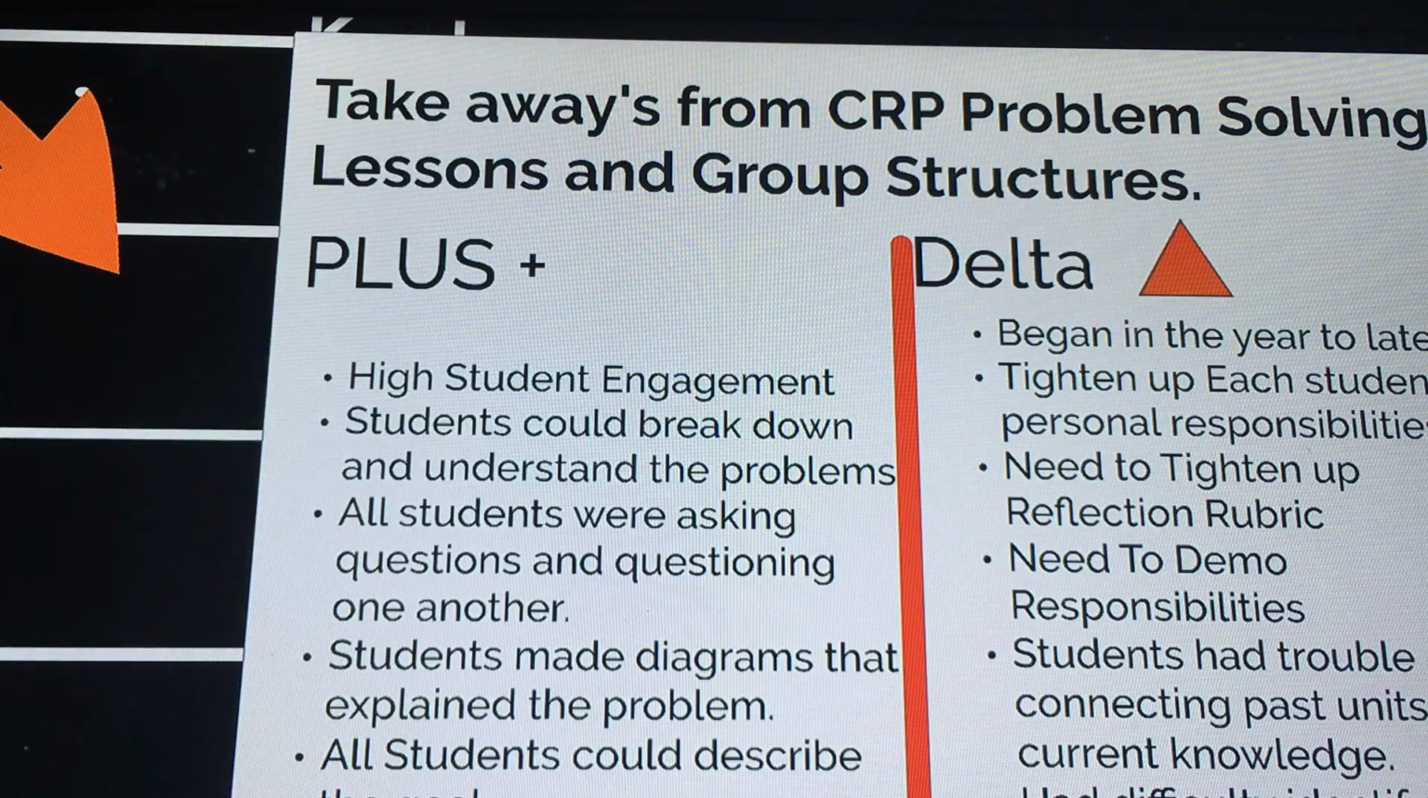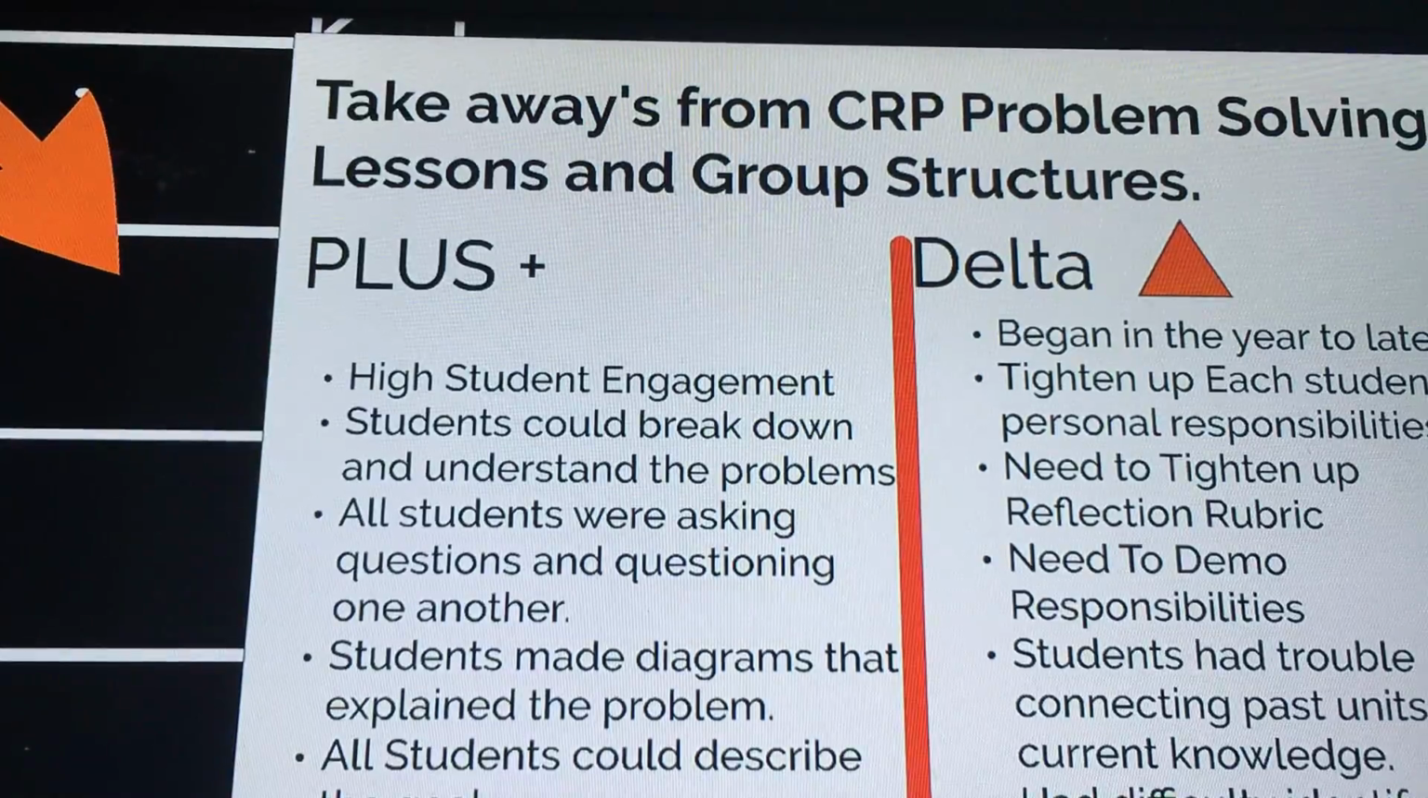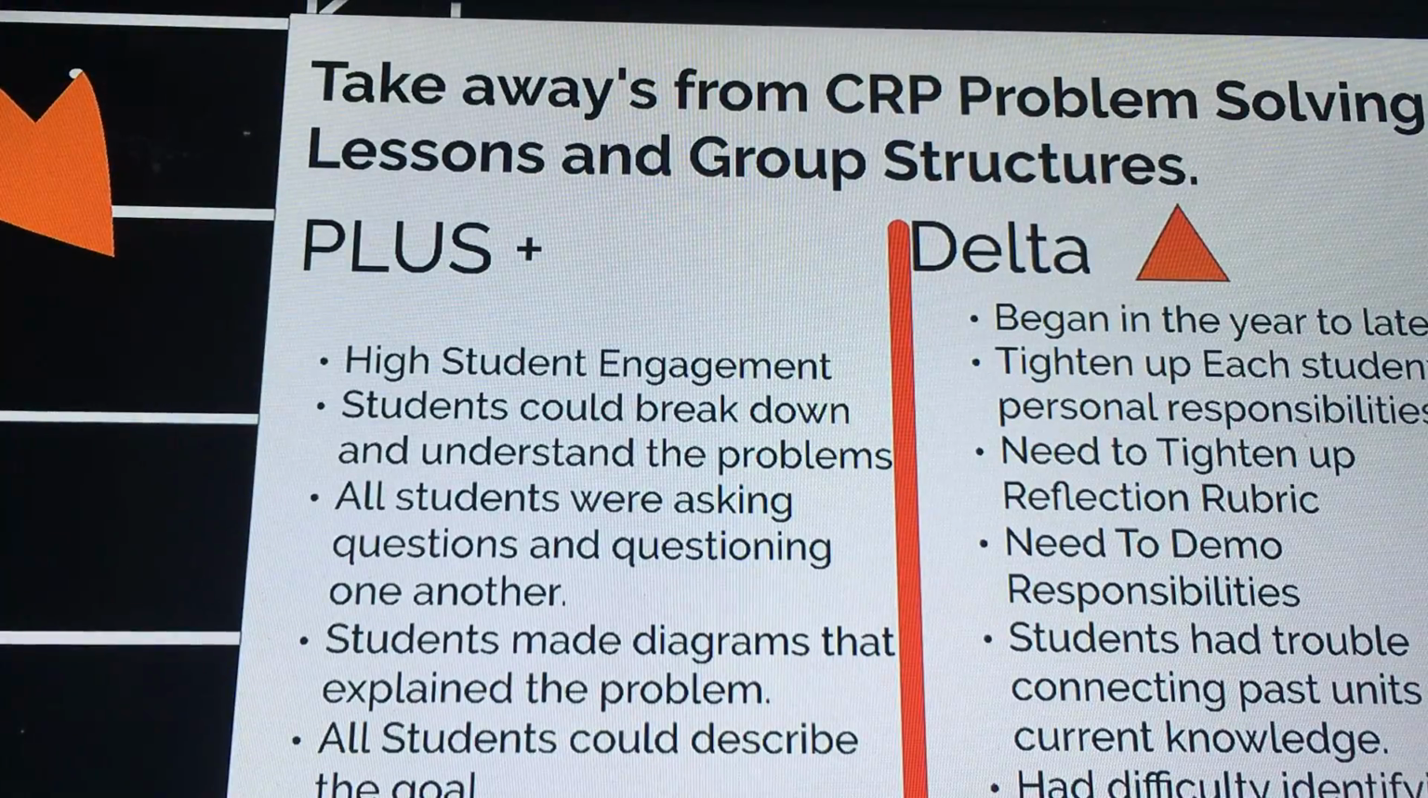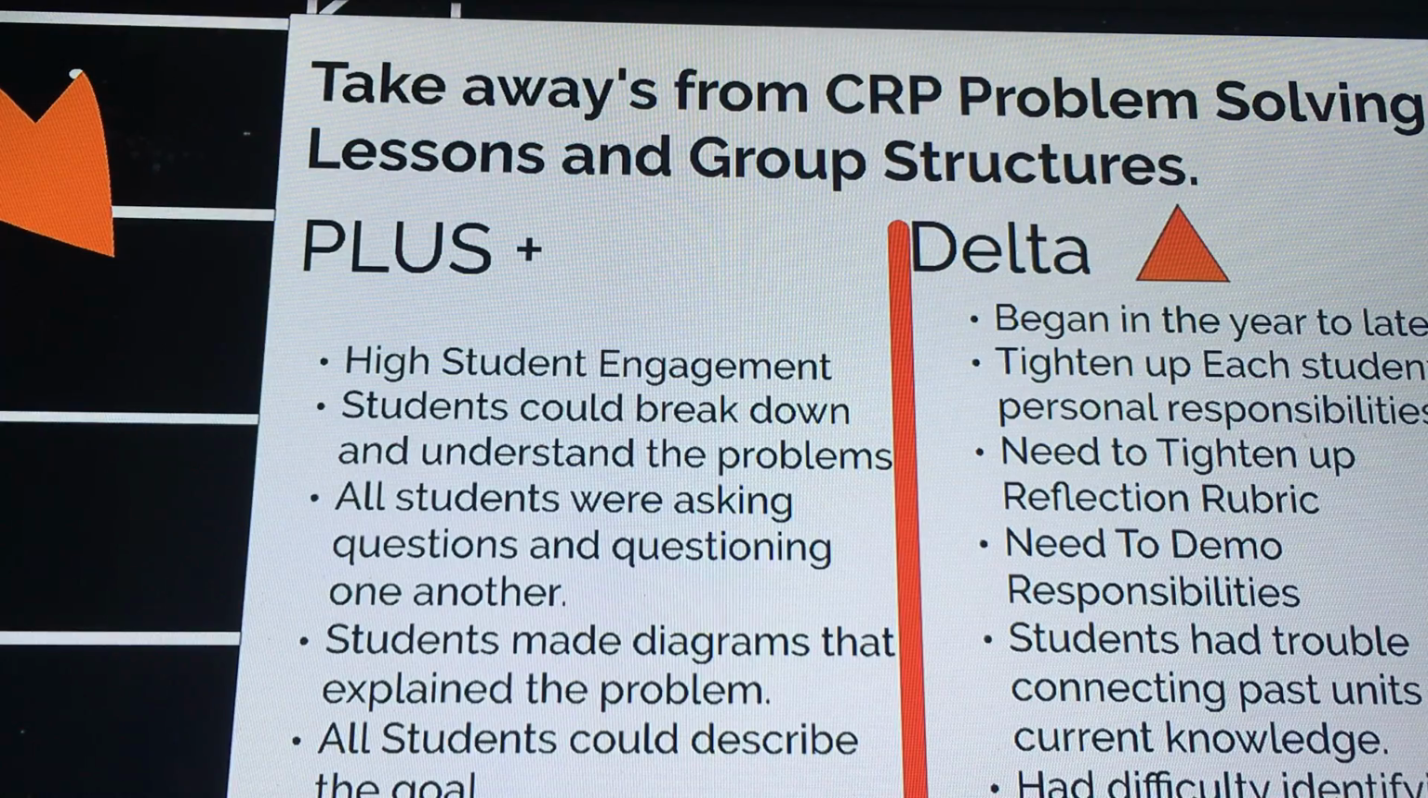So what am I taking away from this? What were some of the good things, some of the bad things of this process, and how things are going? On the plus side, high student engagement, and I mean high. Every single student's head was thinking, every student was asking questions, everyone knew what they were responsible for doing, and everyone who was engaged was going through that process. All students were also involved in the diagrams, actually being able to look at a picture and tell me what it meant. They could describe what was going on in the problem itself. And they could all describe the goal, what they were actually trying to figure out in the problem.